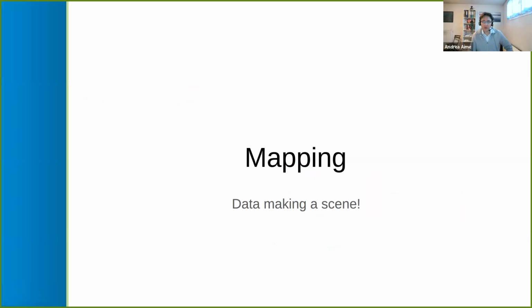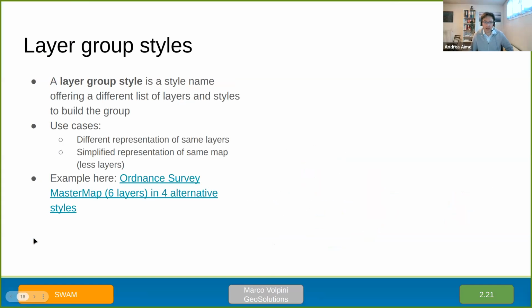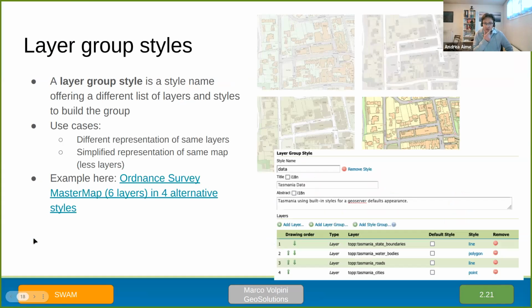In terms of mapping, what's new in terms of cartography and the like? Well, in GeoServer 2.21, we added this new functionality, which is layer group styles. So if you have been playing with layer groups for a bunch of years in GeoServer, you probably know that it's a concept that allows you to stack a certain set of layers with a style of your choosing and give it a single name. So make it behave as if it was a single layer.